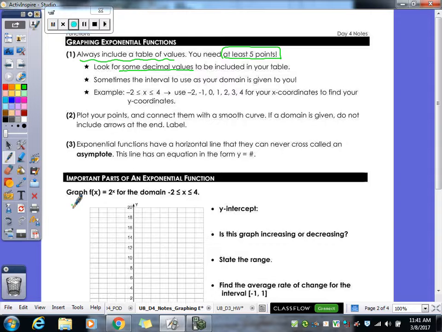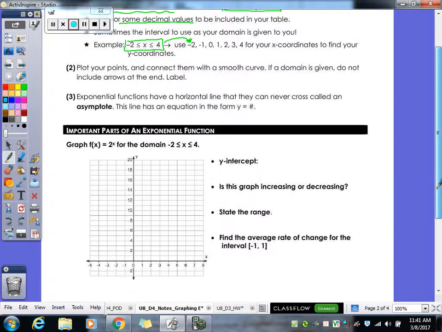And again, sometimes your domain is given to you, like this, for example. Negative 2 is less than or equal to x, less than or equal to 4. They're telling you what x values to use. They're telling you to go negative 2 up to positive 4. So it's nice when they give you what numbers to use already. You're going to plot your points and connect them with a smooth curve. If your domain is not given, you put arrows. If it is given, you don't put arrows. And then we've got a new line we're going to talk about in a second. But let's take a look at our first one.